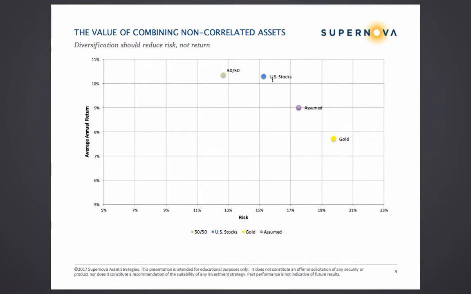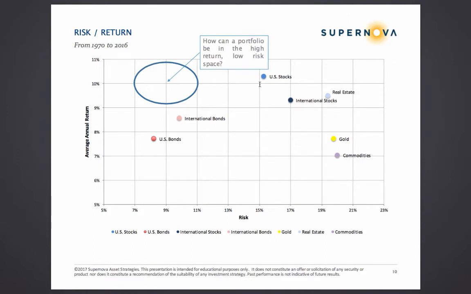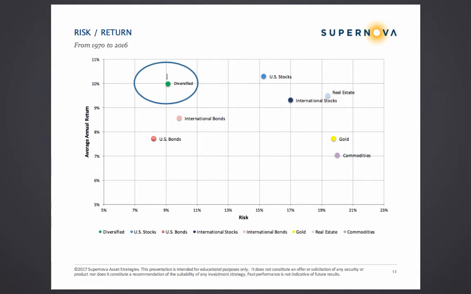If you put half your money in U.S. stocks and half in this seemingly horrible, high-risk, low-return investment, you would have actually had a portfolio with lower risk and slightly higher returns than U.S. stocks. That's what diversification does. It should reduce risk, not return. Going back to this chart, how can you be in the top left? If you stopped crossing things out, if you embraced global diversification and owned everything, you would have been right here.